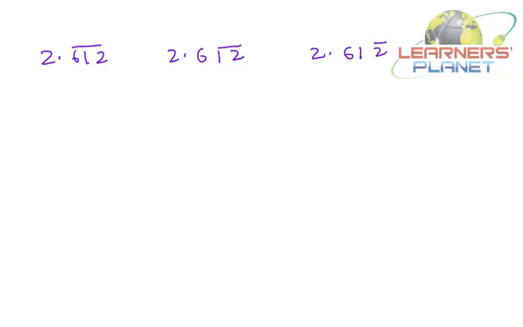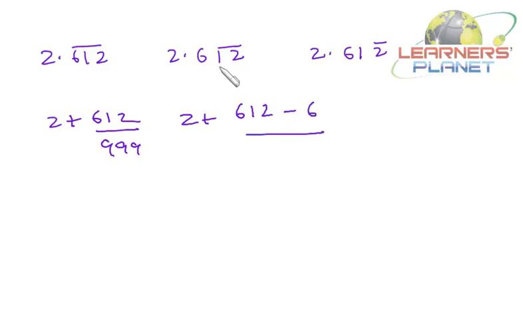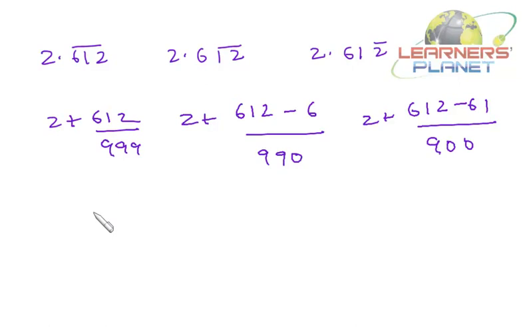Now let's do this problem quickly. It's 2.612 bar, so it will be 2 plus 612 by 999. Three digits are having the bar, so I am putting 3 nines over here. Similarly, it is 2 plus 612 minus 6 over 9, 9 and 0. Similarly, in this case 2 plus 612 minus 61 over 900.